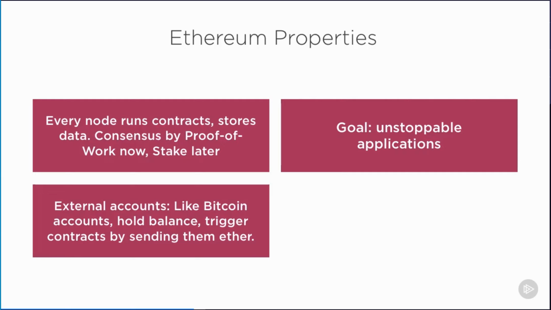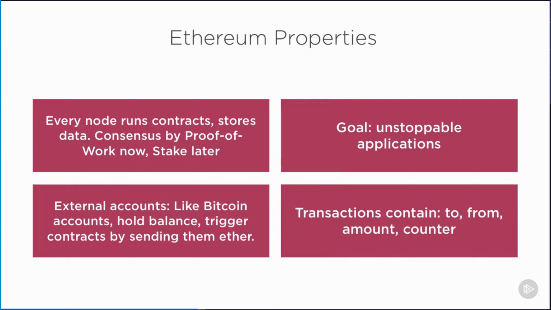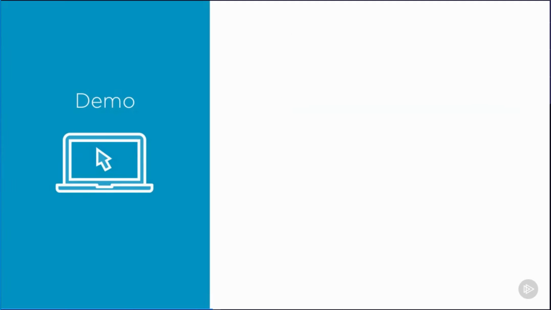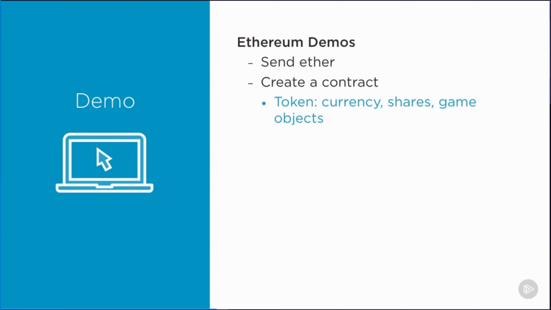Whereas in Bitcoin, transactions reference unspent outputs, Ethereum transactions simply reference a to and from account and an amount to transfer. To prevent a transaction message from being replayed to execute a transfer multiple times, a per-account transaction counter is included in each transaction. I'm going to briefly demo sending Ether, creating and deploying a contract, and using someone else's contract.